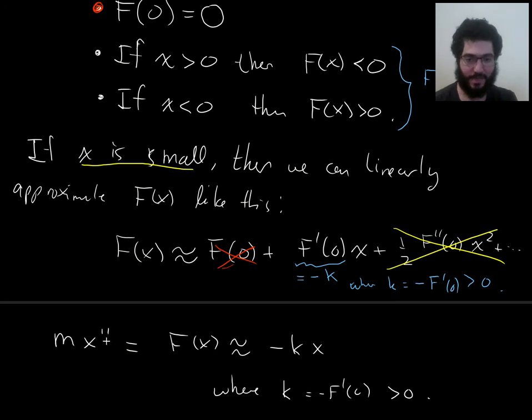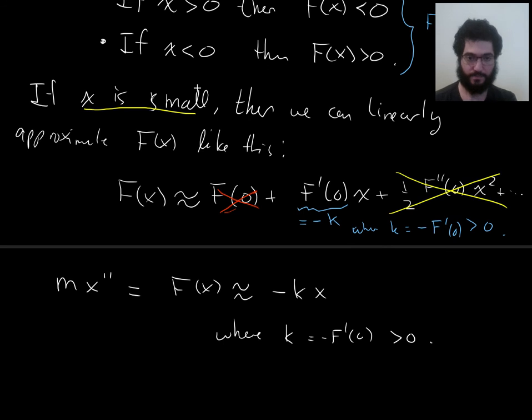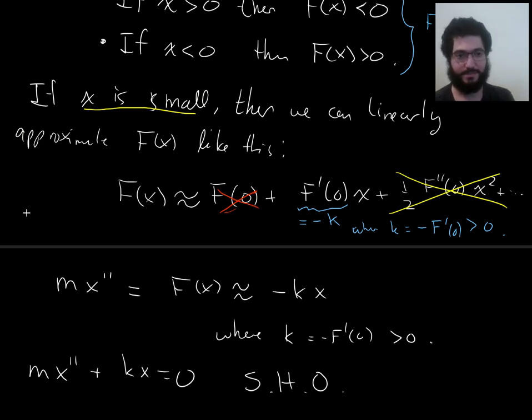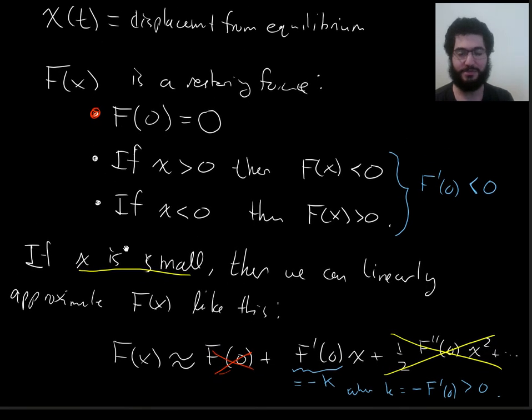Wow, look at that. mx'' equals negative kx. That's Hooke's law, right? That's Hooke's law, but you don't need to be looking at a spring mass system for Hooke's law to come in. So anytime you have mx'' plus kx equals 0, which is what we got here, this is called a simple harmonic oscillator. This is a simple harmonic oscillator. This is a really general setup anytime you have a restoring force.